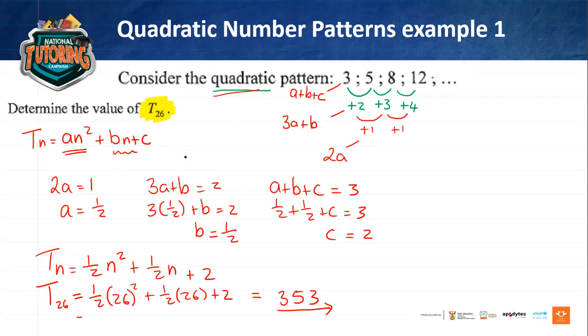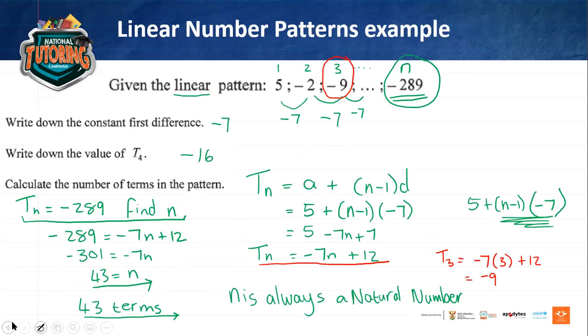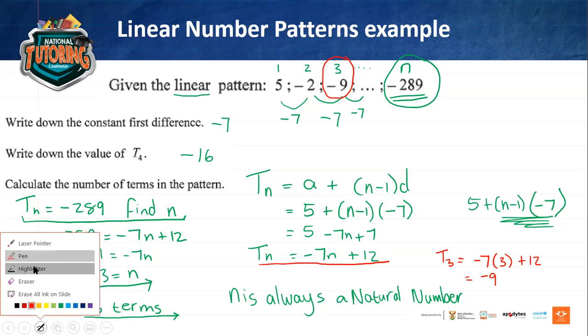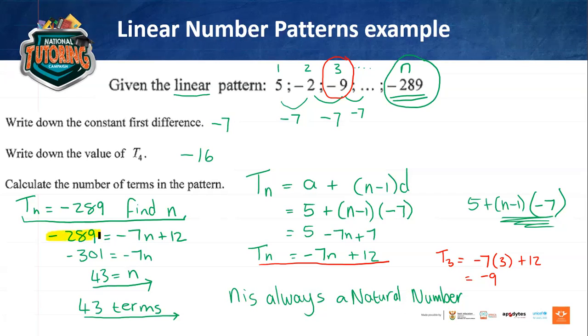It's really important that you know the difference between finding the 26th term, like we did over here, and this previous question here, where we were finding which position gave us negative 289. So here we were given the value of the pattern. So the value of the pattern is our Tn, and it came on the left-hand side of the formula as the Tn value. And we solved to find n.